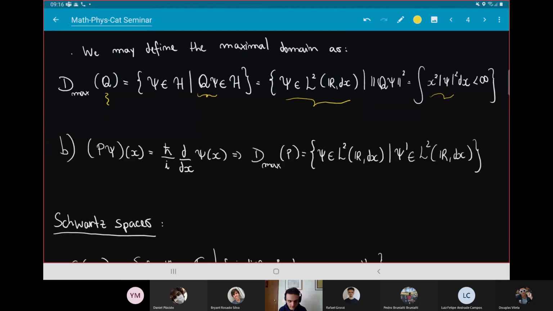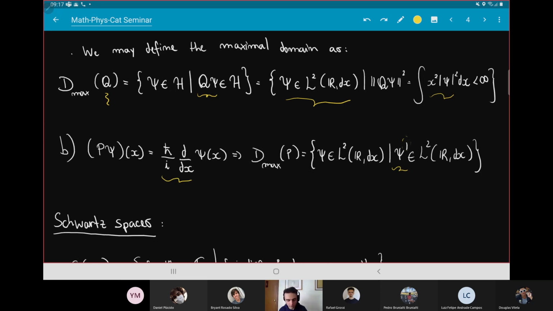Something similar happens for the momentum operator, in which the condition is that when you plug in the derivative and the h bar over i inside the modulus squared in your inner product, the condition you get is that the derivative must also be square integrable. By this over here, I mean the derivative. It is helpful if you want to work out both.